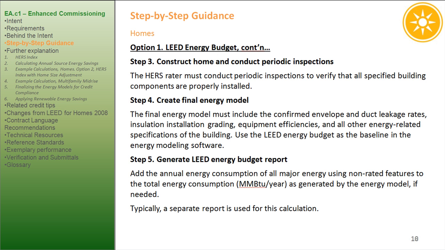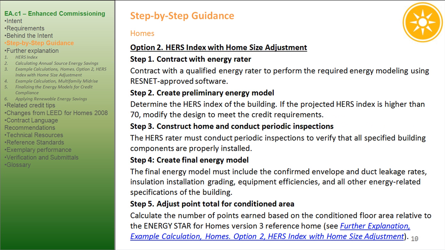Step 5. Generate LEED energy budget report. Add the annual energy consumption of all major energy-using non-rated features to the total energy consumption, in MBtu per year, as generated by the energy model, if needed. Typically, a separate report is used for this calculation. Option 2. HERS index with home size adjustment.